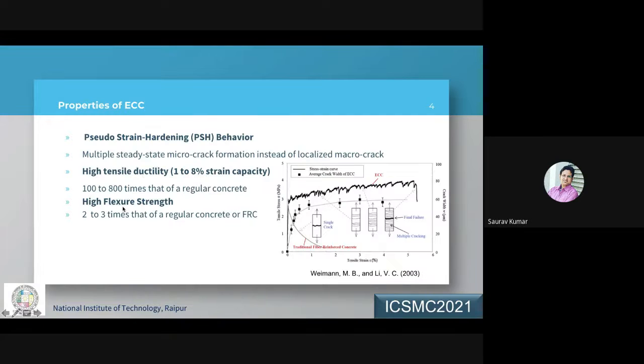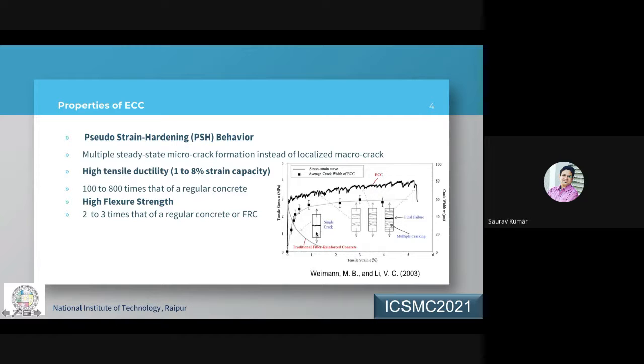Coming to the properties, it exhibits strain hardening behavior, higher tensile strength and ductility, and the flexural strength is also 2 to 3% higher compared with regular concrete. This figure is taken from Victor Li. Under higher tensile strain, the tensile stress is higher for this ECC, and that is termed strain hardening behavior.